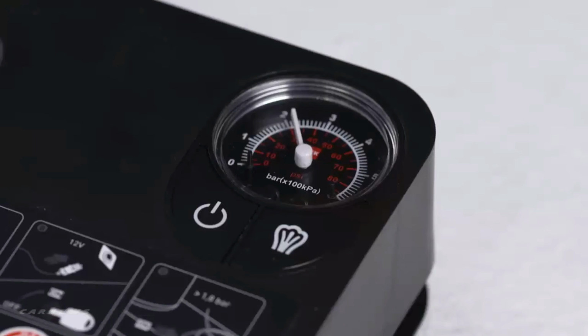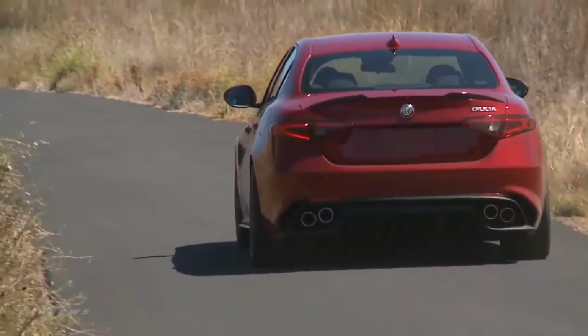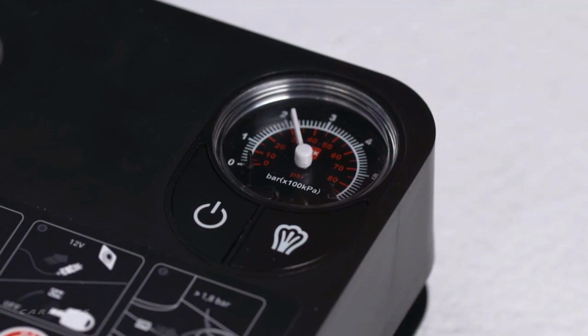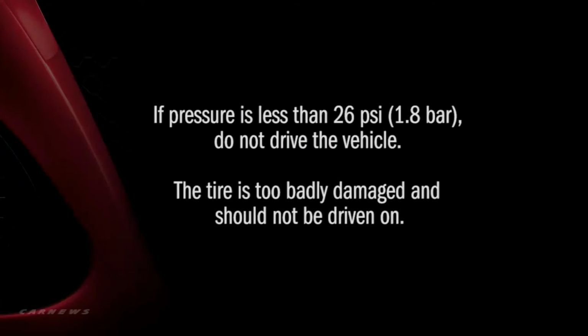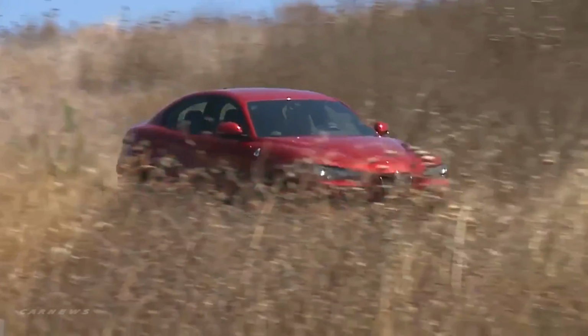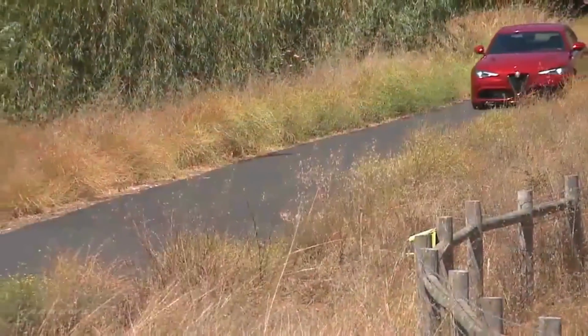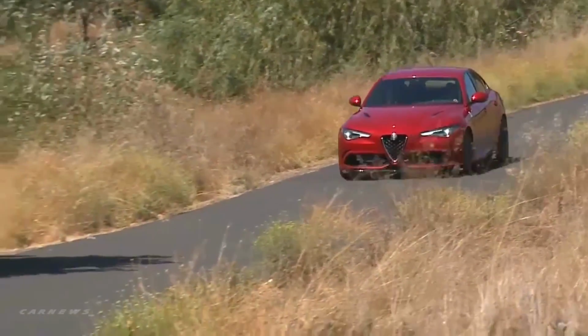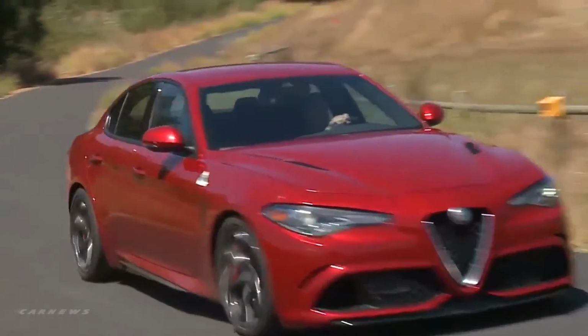When correct pressure has been reached, drive the vehicle for about 5 miles or 8 kilometers, stop, park, and recheck the tire pressure. If pressure is less than 26 psi or 1.8 bar, do not drive the vehicle. The tire is too badly damaged and should not be driven on. If a tire pressure of at least 26 psi or 1.8 bar is detected, inflate the tire to the correct pressure. Then drive immediately and with great care to an authorized dealer.